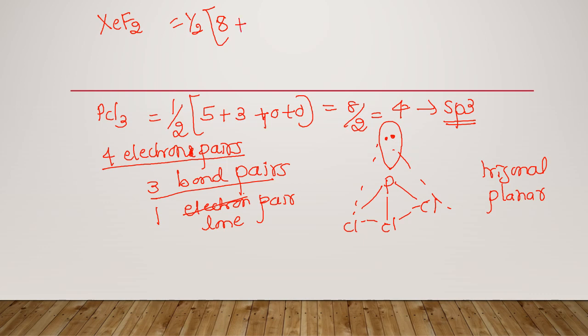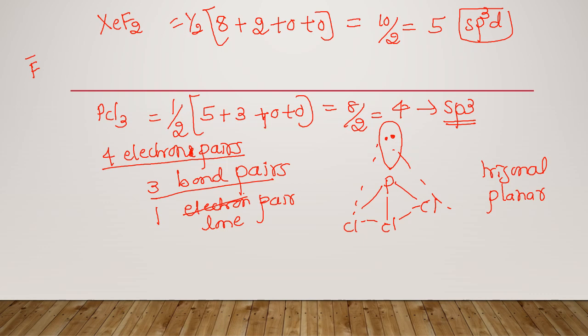Of course, it is fluorine. Fluorine, fluoride, has valence 1, and there are 2 fluorine atoms. The number of monovalent atoms attached to the central atom is 2. No cationic charge and no anionic charge. So 8 plus 2, 10 divided by 2, we get 5. The hybridization is sp3d.